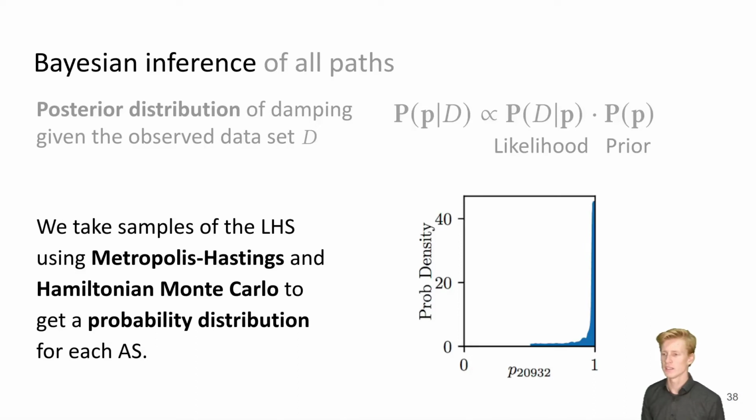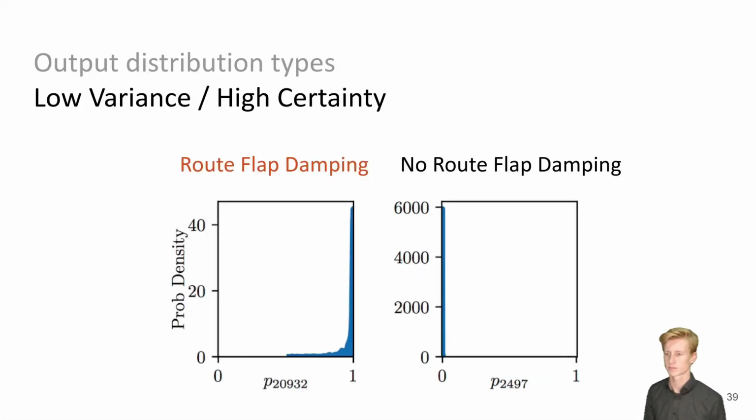The main takeaway is that instead of getting a single value for the probability of route flap damping for each node, we get a distribution that can give us an idea and additionally a measure of uncertainty represented by the variance. If an AS deploys route flap damping, then most of the mass in the distribution is at 1, and at 0 if it is not deploying route flap damping. In these two examples, the variance is low, which means we are very certain.